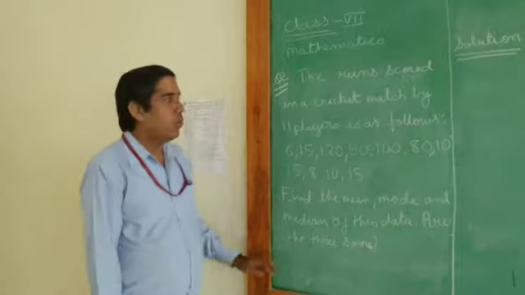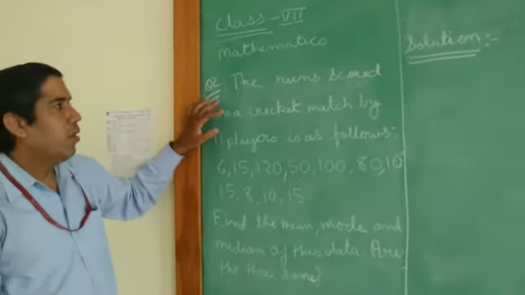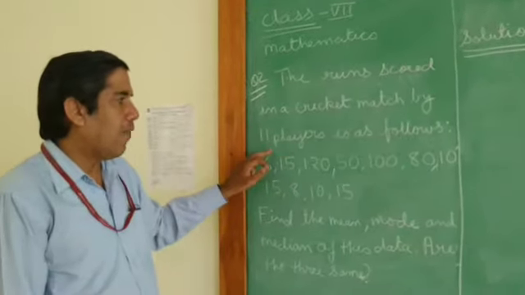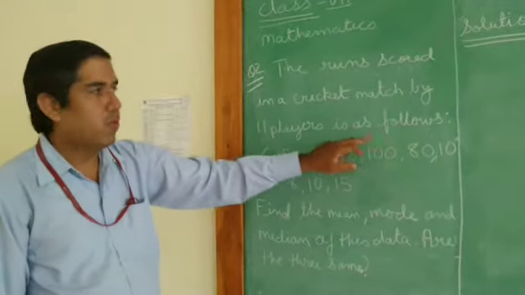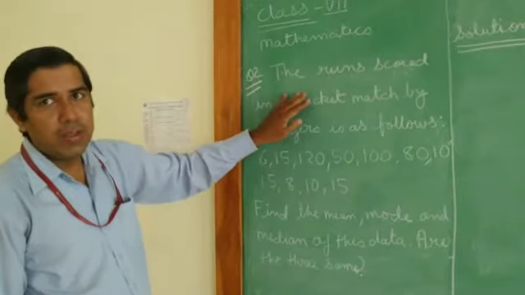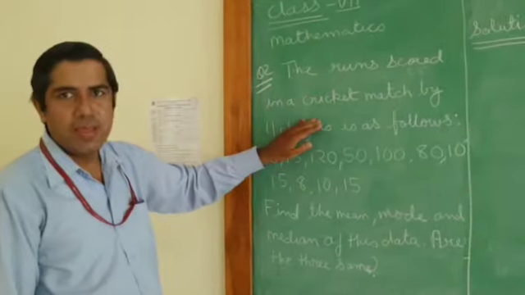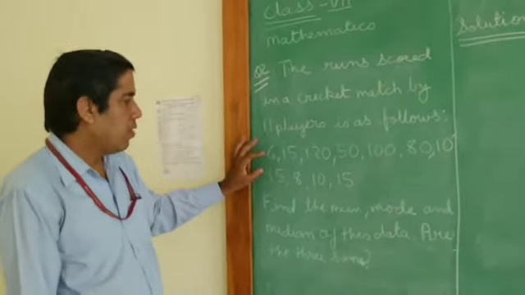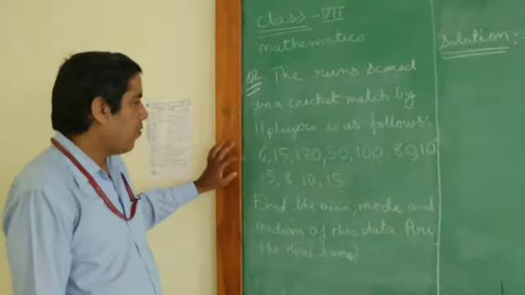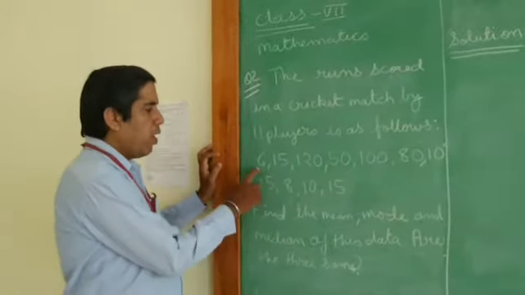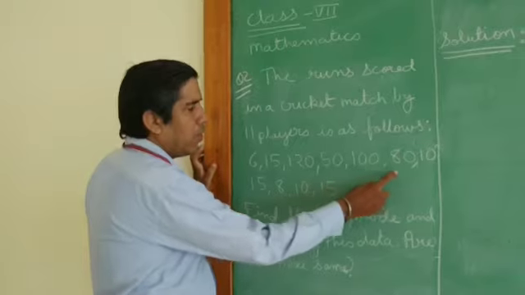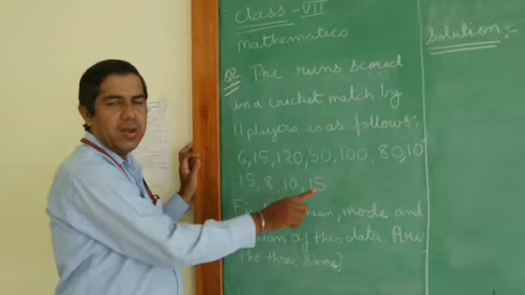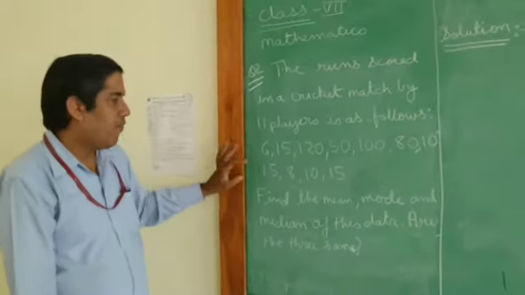Now we are going to discuss question number 2. Let us see the question. The runs scored in a cricket match by 11 players is as follows. Let me repeat once again. The runs scored in a cricket match by 11 players is as follows. So these are the 11 players' runs. Let us verify, it should be 11. 1, 2, 3, 4, 5, 6, 7, 8, 9, 10, 11. You can see it is 11. So 11 players, different runs are there.